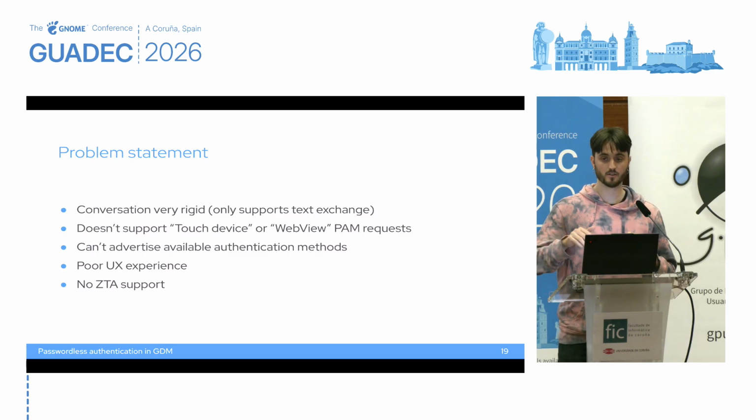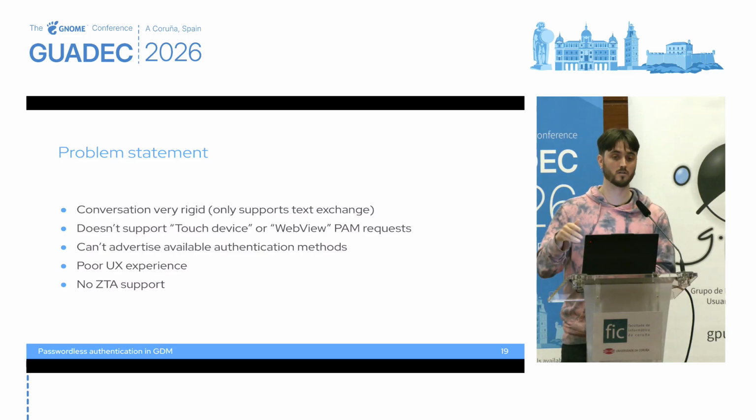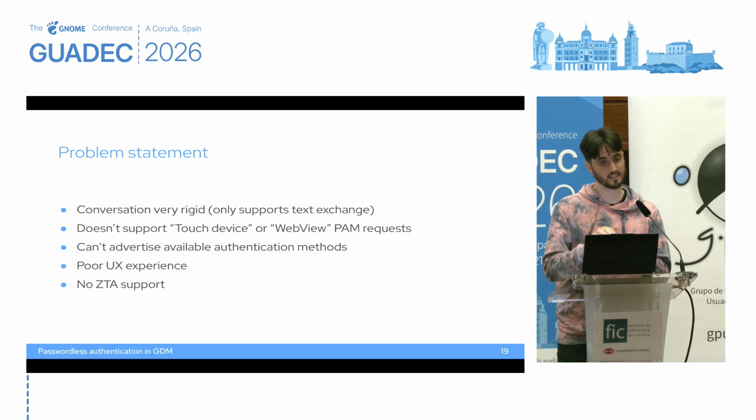In some setups, like in big organizations, they usually provide multiple authentication methods, like, for instance, authenticating through passkey or using a smart card. And in the current design in GDM, you are not allowed to choose between different methods in real time. You only get prompted with one, and that's it.